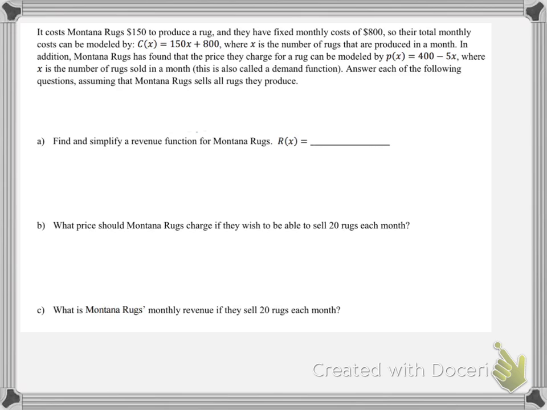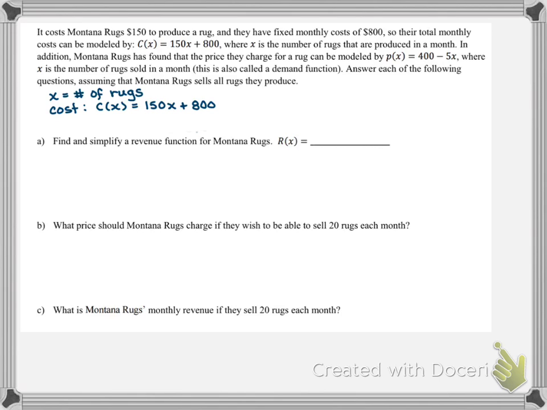So it says it costs $150 to produce a rug, and they have a fixed monthly cost of $800. So their total monthly cost can be modeled by that function C of X, where X is the number of rugs. So X is the number of rugs. Our cost is modeled by C of X equals 150X plus 800.